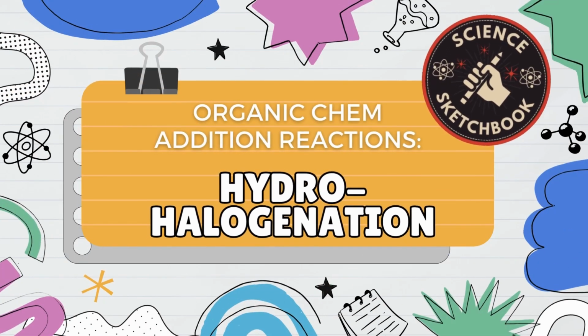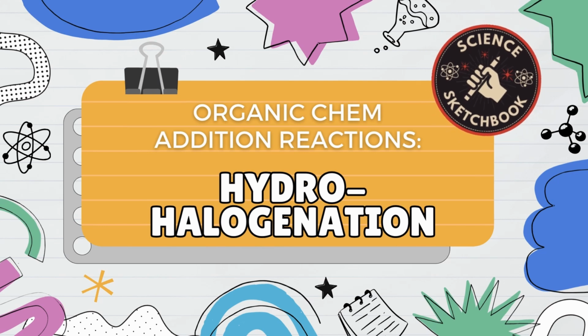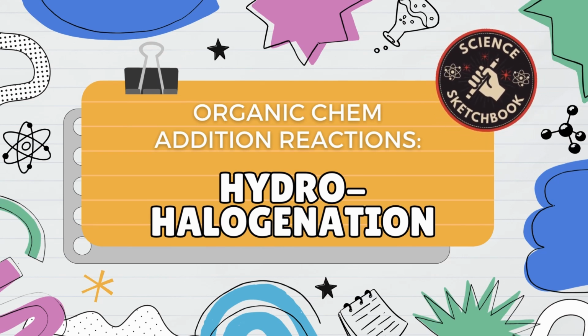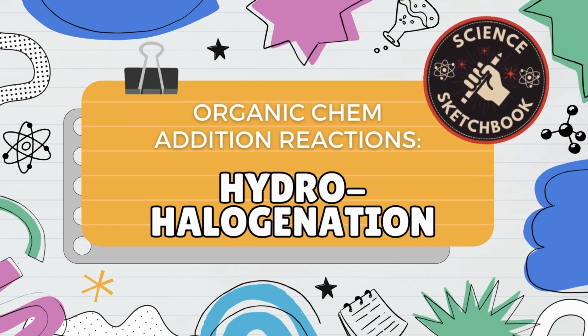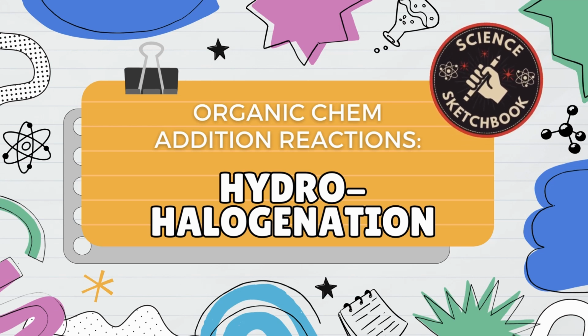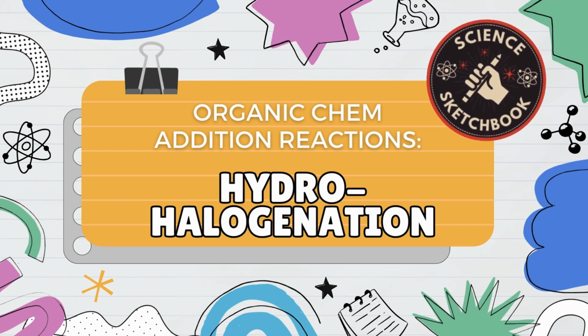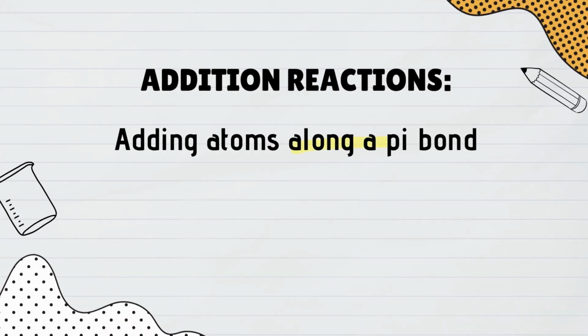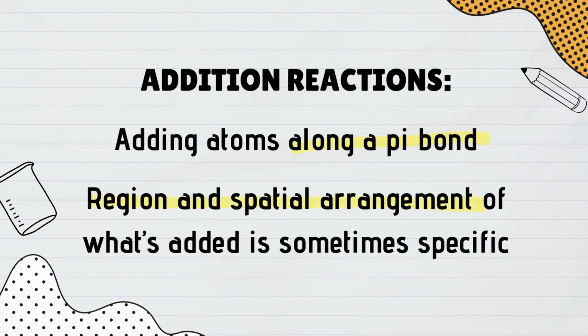This video will be part of a series on addition reactions. I'll be covering the regioselectivity, stereoselectivity, and mechanisms with the most common reagents for these reactions. Here we are starting with the various options for hydrohalogenation. As a brief reminder, for the addition reactions we are covering here, you'll be adding atoms along a pi bond. As well, the region and spatial arrangement of what's added on is sometimes specific to each reaction.